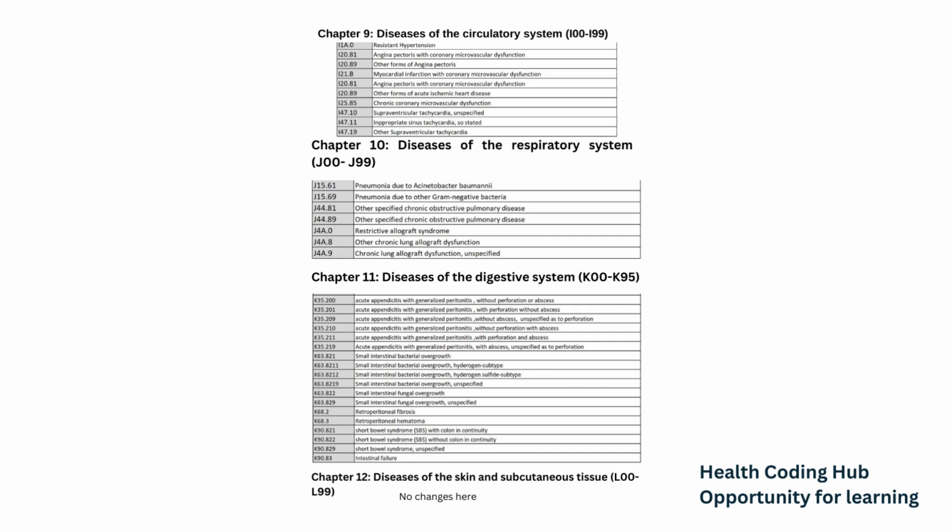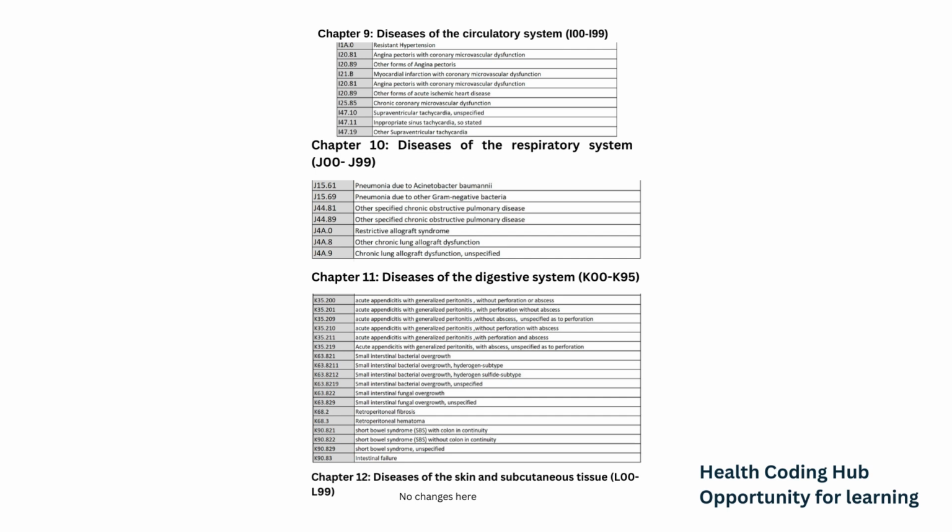Another new code added, I47.19, has been added for other SVT, supraventricular tachycardia, while an unspecified code remains available. If the provider only states SV tachycardia, then we need to assign I47.19.